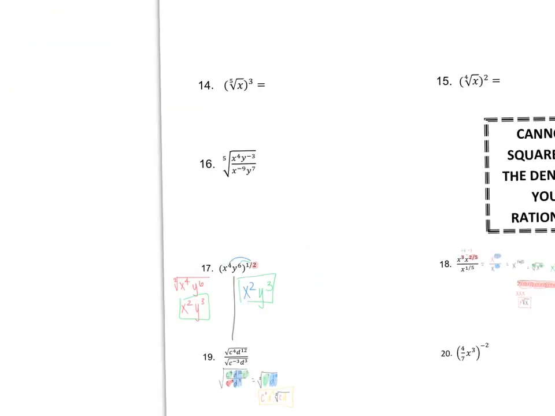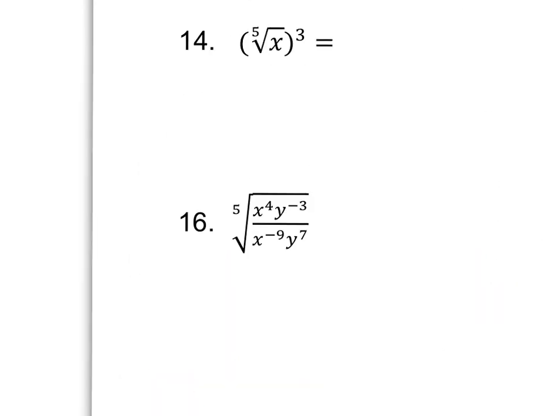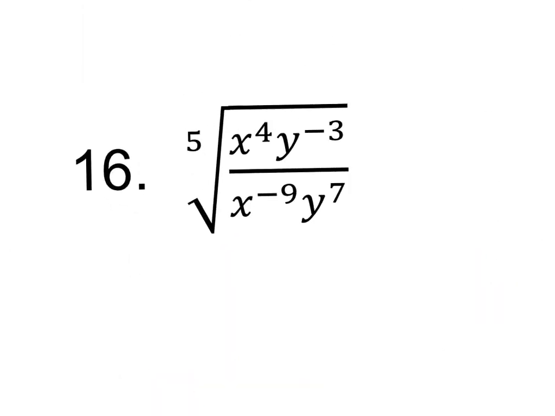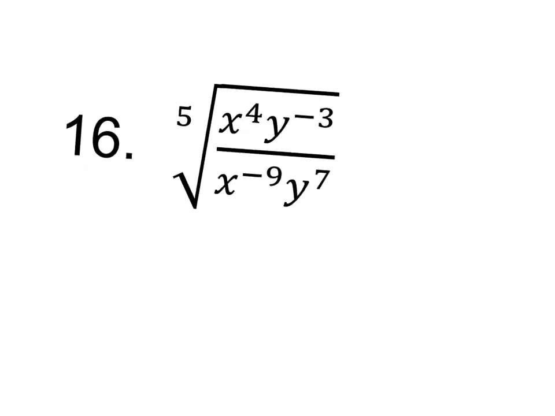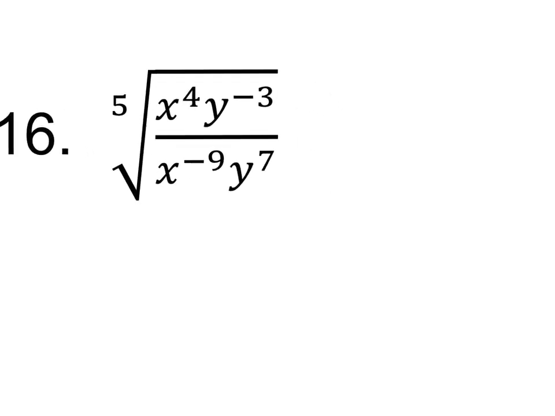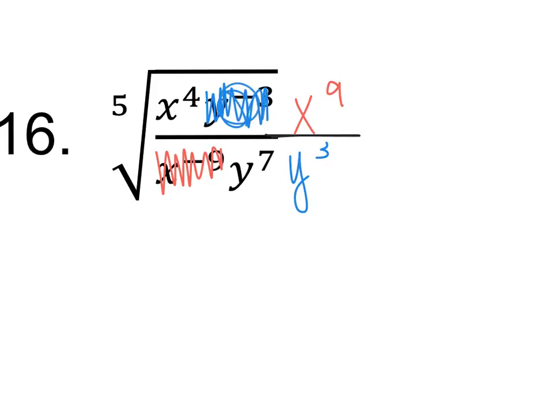Look at problem 16. Oh, 16's good. It's okay. All right, what do I do? Switch some stuff around. So my x to the negative 9th is going to move to the top and become x to the positive 9th. Okay, what else is going to happen? My y to the negative 3rd is going to go to the bottom. It's going to become positive. Then I can combine my x's.